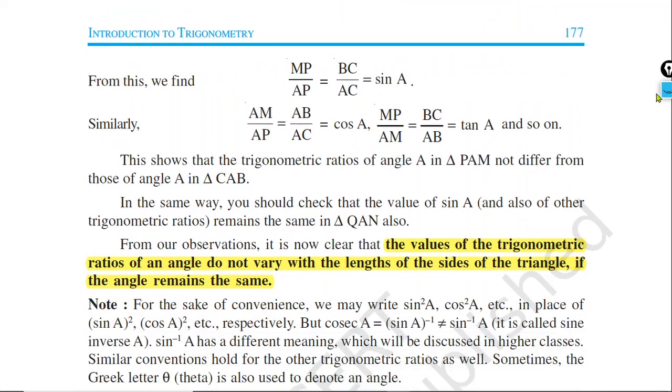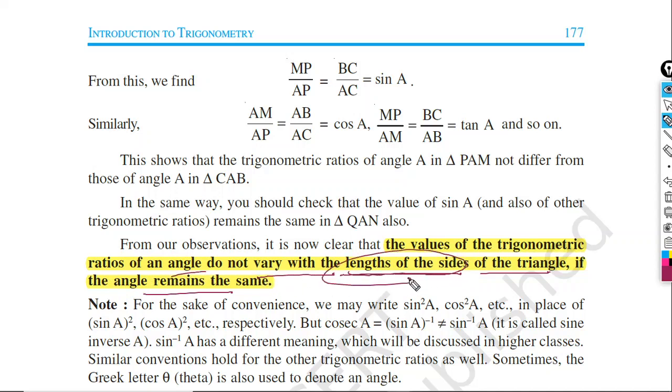Another thing here: the value of the trigonometric ratio of an angle does not vary with the length of the side of the triangle if the angle remains the same. So the trigonometric value will never vary with the length of the side if the angle remains the same. Suppose we draw a triangle.